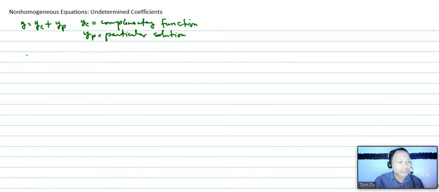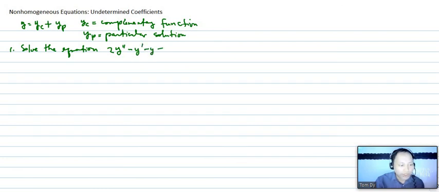Okay, so let's have our example to solve using undetermined coefficients. Example number 1: solve the differential equation 2y double prime minus y prime minus y equals t squared plus 2t plus 5.